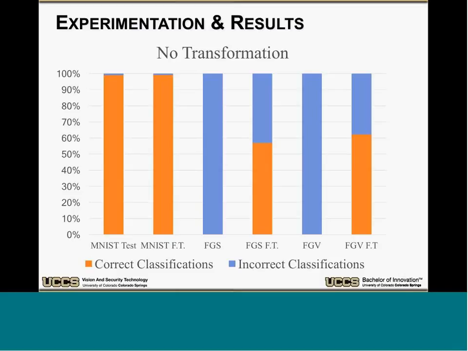With no transformation, you can see 100% of the FGS and FGV adversarial examples were classified incorrectly. When we did the fine-tuning, we got rid of almost 60% of those adversarial examples already. And when we applied the translation transformation, we got rid of between 65 and 75% of adversarial examples on our raw and tuned networks.